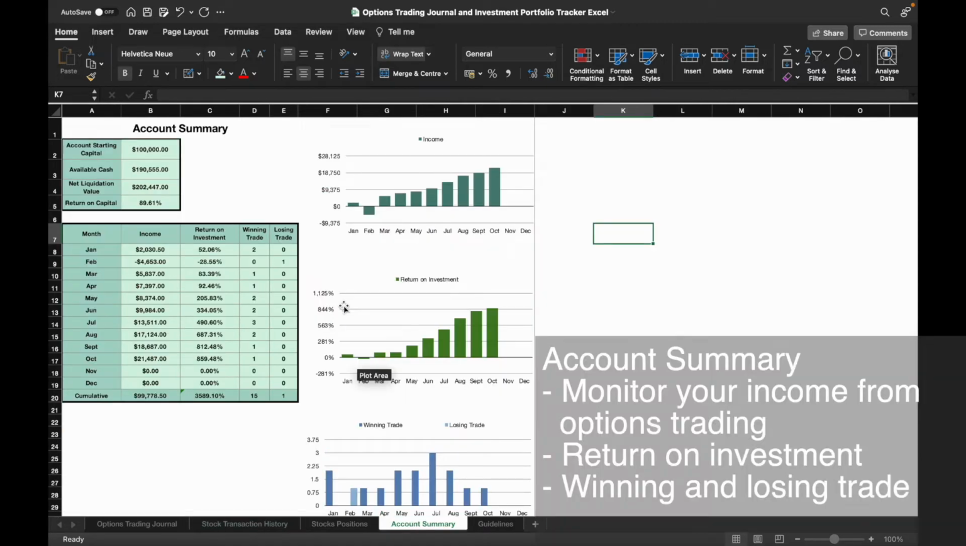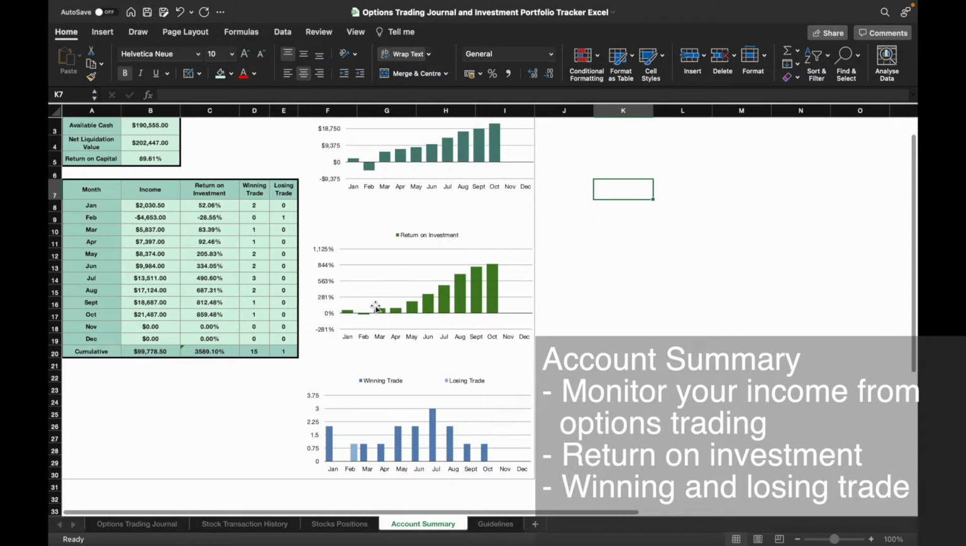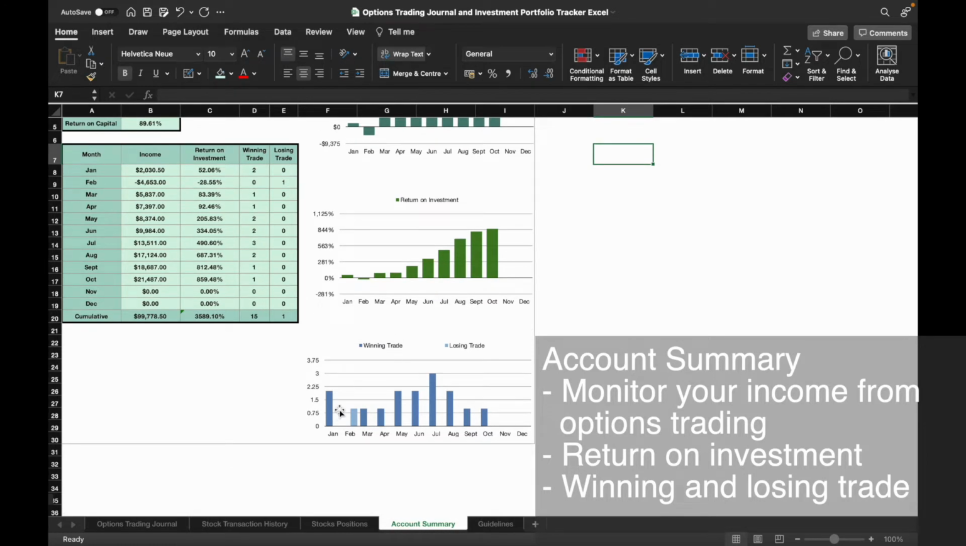Here's the place where you can monitor the performance of your option trading. It shows you how much income you make from option trading every month, and your return on investment every month. It also shows your winning trades and losing trades each month. This chart shows your monthly income from option trading, your return on investment from option trading, and the number of winning and losing trades every month.